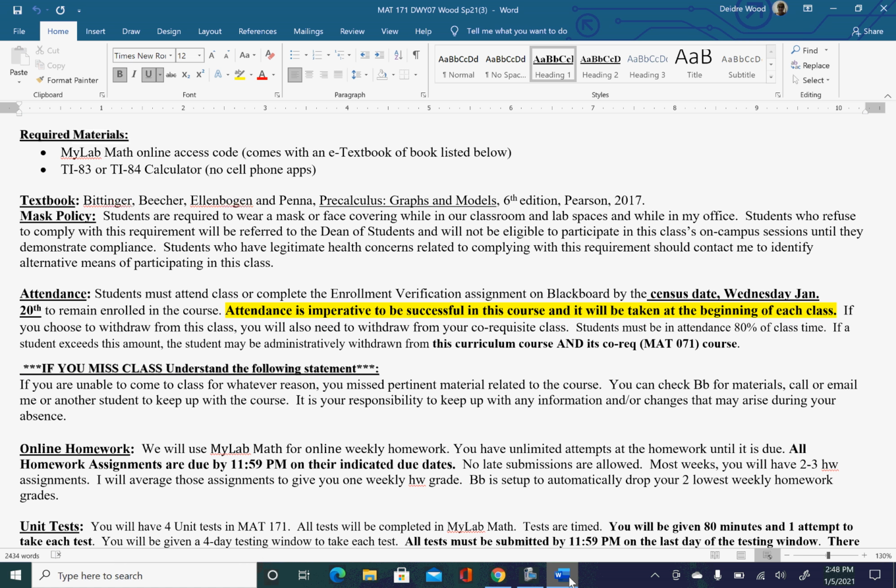It will be taken at each class, as I mentioned. If you at any point choose to withdraw from this class, you will also be withdrawn from your Math 071 class. That's referred to as the co-requisite course. You should be in attendance 80% of class time.